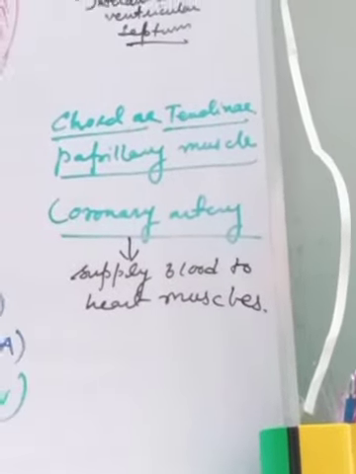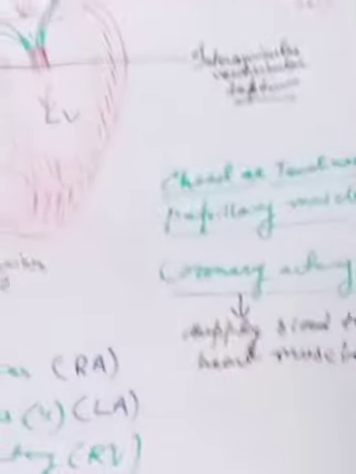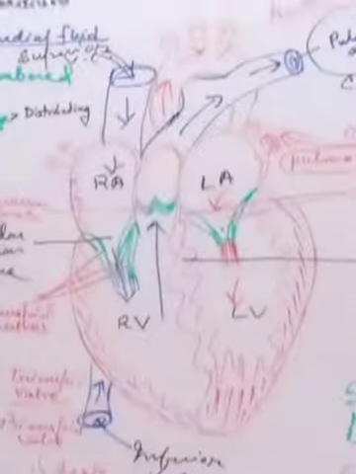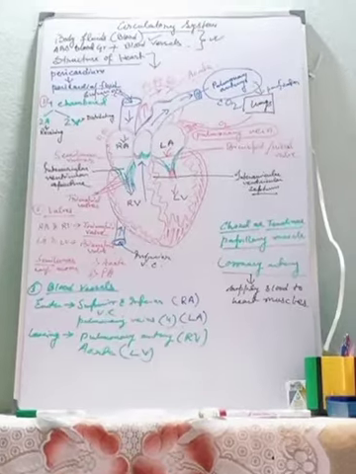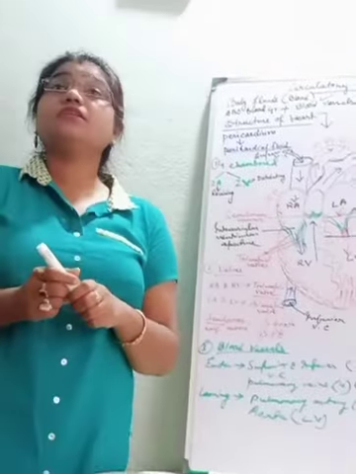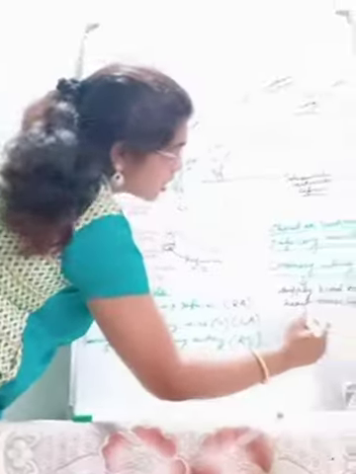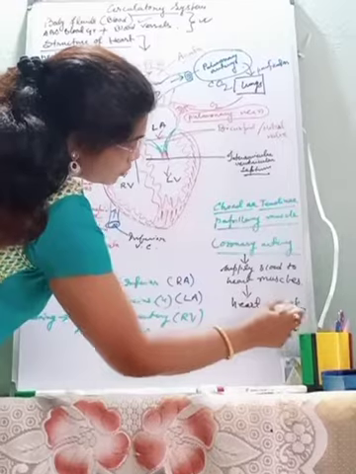Now suppose there is any blockage in this coronary artery and they are not able to supply the blood to the heart muscles in proper time. Then what will happen? There will be insufficient supply of blood to the heart muscles, and in that case there is a deadening of that particular area, and this is often referred to as myocardial infarction, or we generally use the term heart attack.